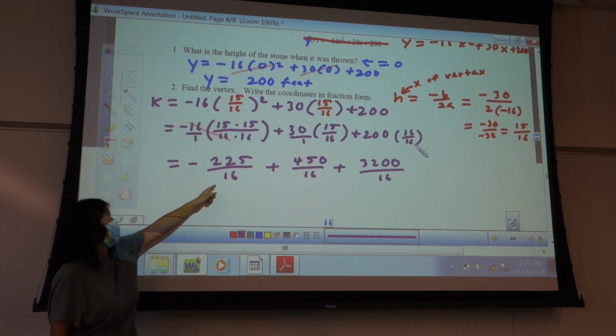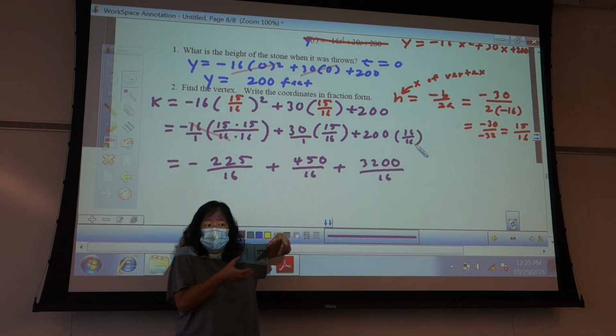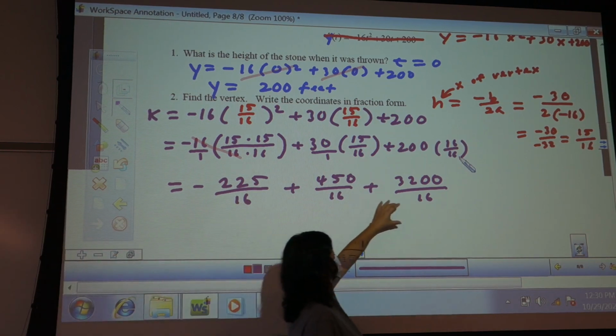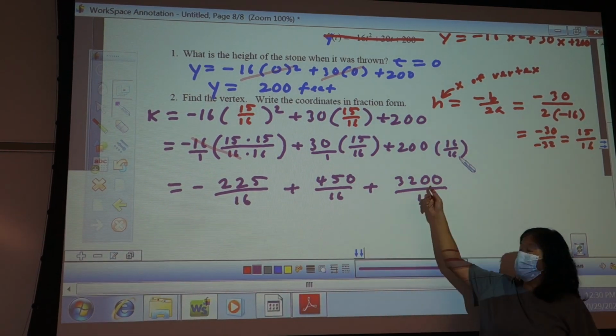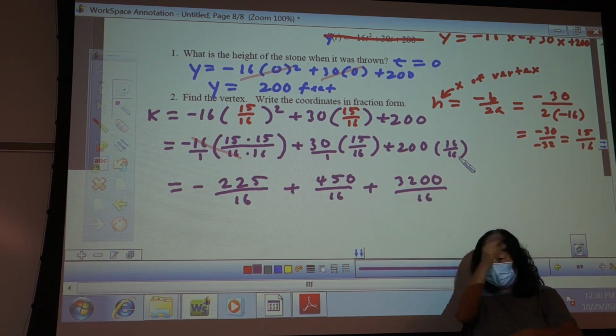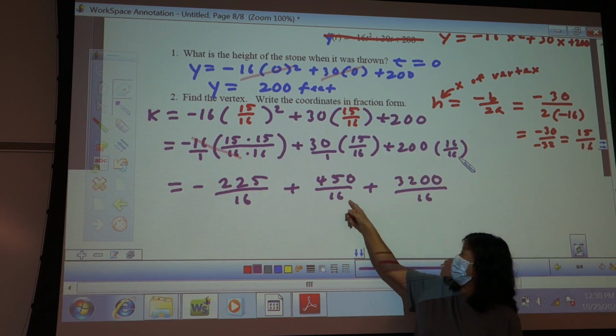So think of it as here I have 450 of those little 16th slices. All right. So again, the 16ths tell you what it is, the numerators tell you how many. So think of that Costco pizza. They slice it up into 16ths, so then they're about like this. So this is what we're talking about.